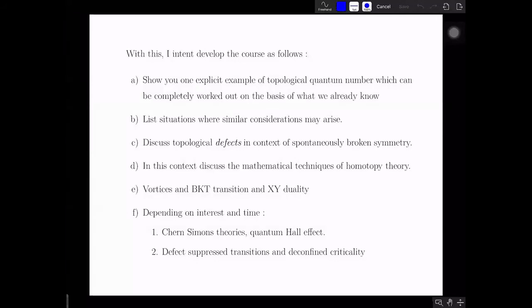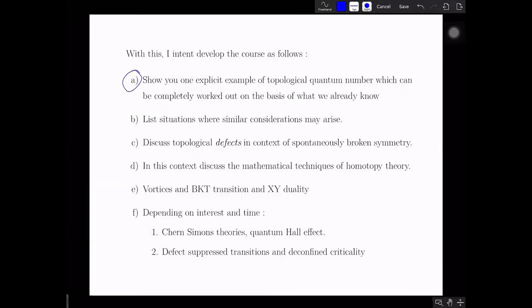So what I would do is that today I'll start with this. I'll show you an explicit example of what is called a topological quantum number, which can be completely worked out on the basis of physics that we all know. And whatever little we don't know, I'll work out. I'll recap; basically, we all know it, I'll just need to recap. Then, given this explicit example, which would be in the context of electromagnetism, I'll list a familiar set of situations that can arise and the mathematical generalizations of those ideas.